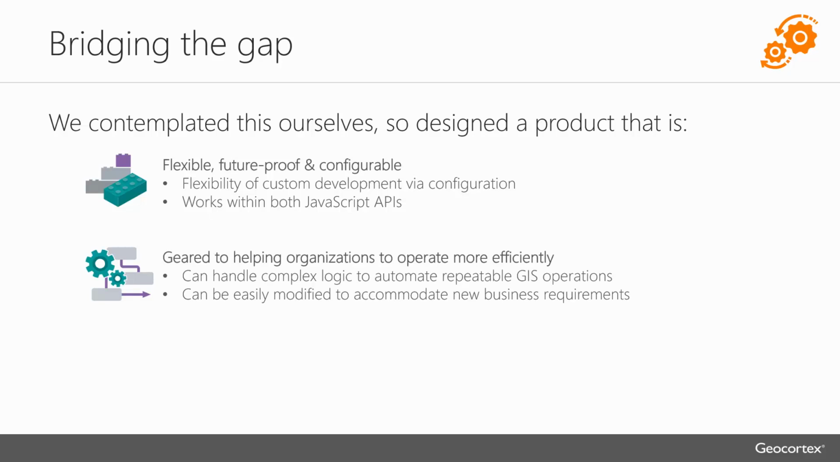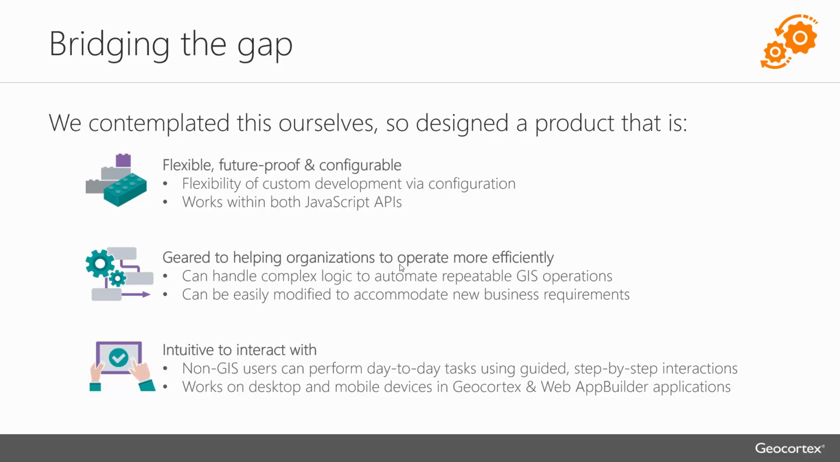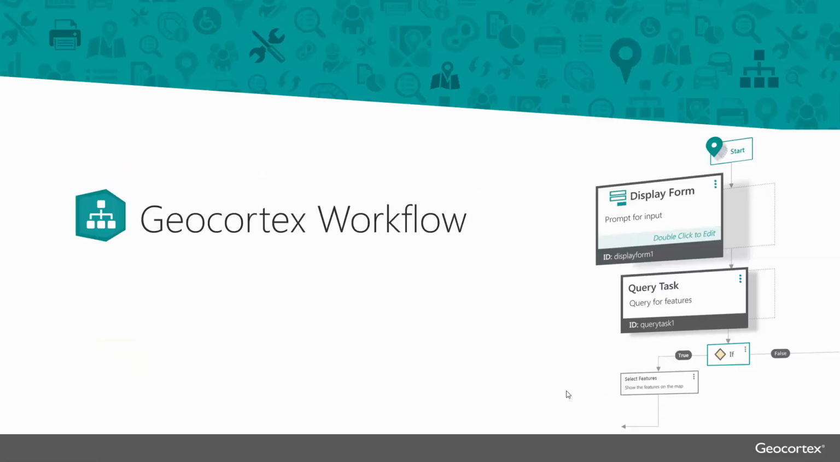Really important. But obviously, creating a product that's geared to helping organizations operate more efficiently, being able to handle complex logic, to automate repeatable GIS operations. It can be easily modified on the fly if your manager asks you to add some new business requirements to it. And a product that's also easy and intuitive to interact with. So putting GIS into the hands of as many people as possible. Typically, it's your non-GIS users that are performing day-to-day tasks with your spatial data. So being able to create a product that allows these users to accomplish their tasks through guided step-by-step interactions. And again, being able to work in desktop devices, mobile devices, and also in both Geocortex applications, but also Web AppBuilder applications. We definitely recognize that a lot of organizations are using Web AppBuilder. So again, trying to put GIS into the hands of as many people as possible.